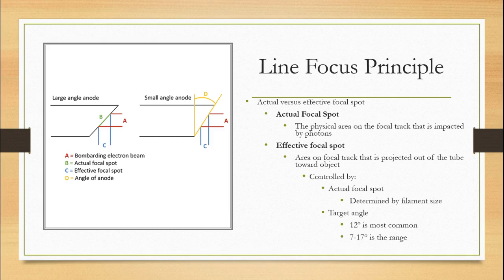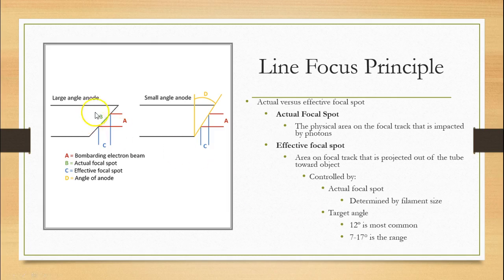All right, so line focus principle. It's actual versus effective focal spot. So your actual focal spot is the physical area on the focal track that is impacted by photons. And your effective focal spot is the area on the focal track that is projected out of the tube towards the object. So the effective focal spot is controlled by the actual focal spot and is determined by the filament size. So if you're picking large or small, it's going to make a difference on your effective focal spot. Also, your target angle has a lot to do with your effective focal spot. So 12 degrees is most common, and 7 through 17 is the range.